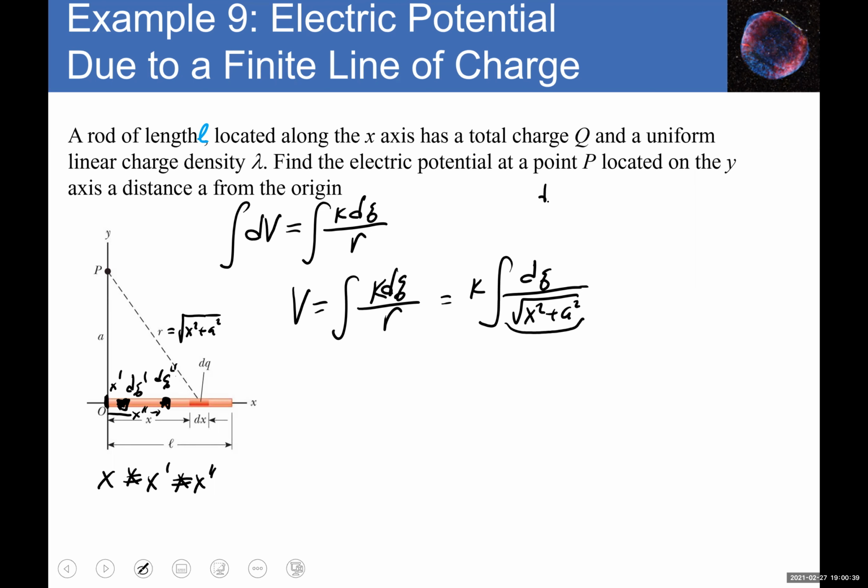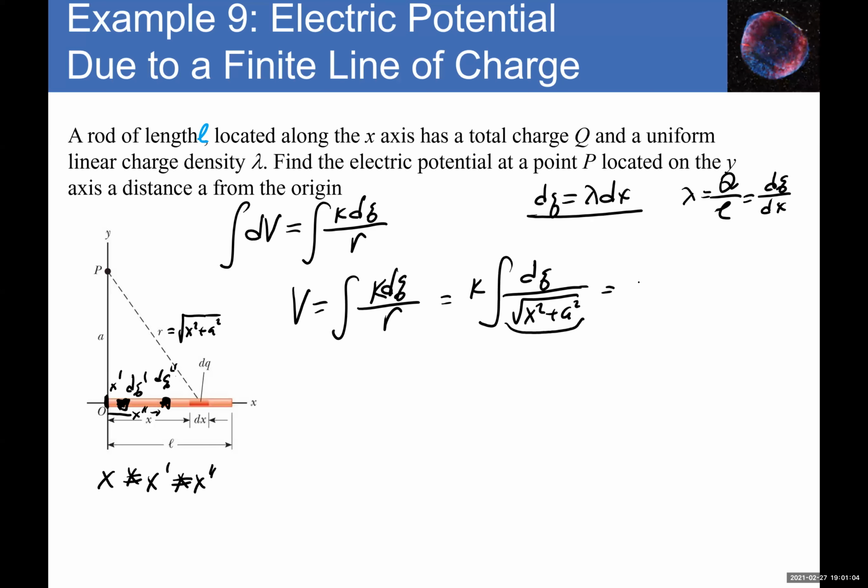Then what we do here is we say, okay, then dq equals lambda dx. Remember, lambda equals total charge over total length, or equals dq over dx. That means the ratio of the total charge over total length, or element charge over element length. Okay. Then rearranging, dq equals lambda dx.